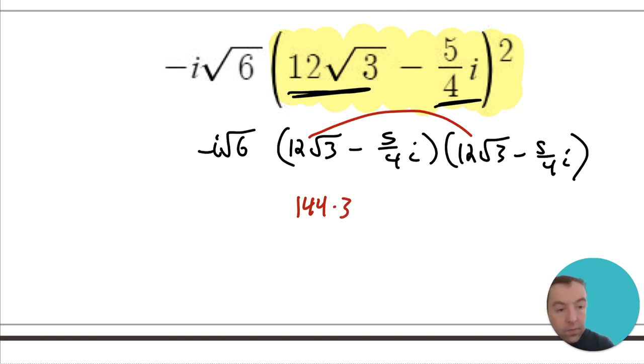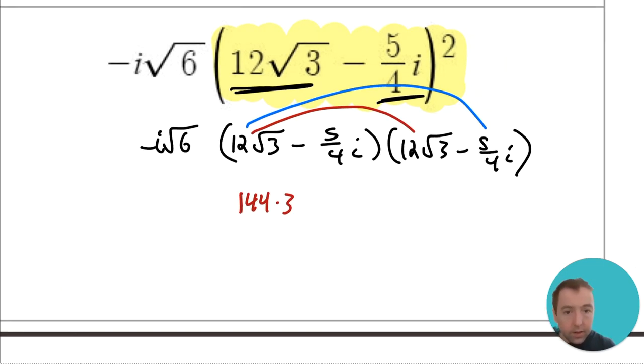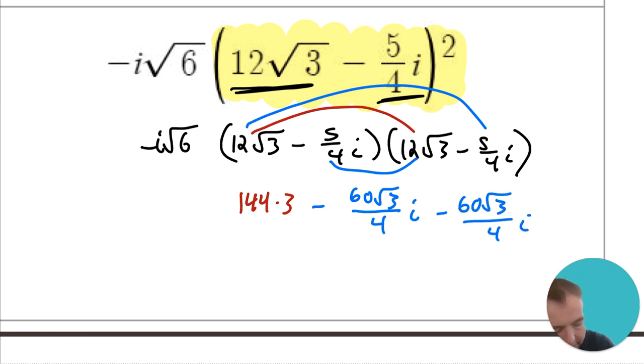So you get 144 times 3 there. And then when you do this part of the FOIL, you'll have 12 root 3 times 5. 12 times 5 is 60. So it's minus 60 root 3 all over 4. And then also the i. And then this part of the FOIL is going to give you the same thing because it's a negative times a positive as well. So it's minus 60 root 3 over 4i. And then the last part of the FOIL here would be negative 5 fourths times negative 5 fourths, which will be a positive. 5 fourths times 5 fourths is 25 sixteenths. And then also i times i is i squared.